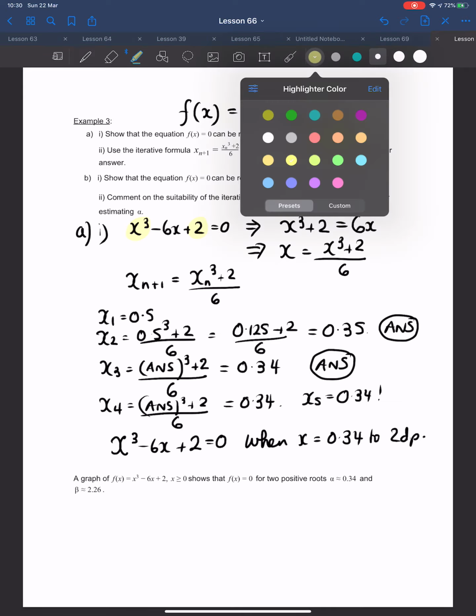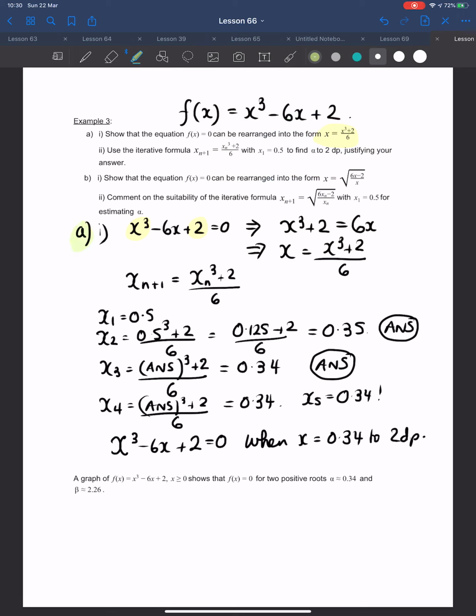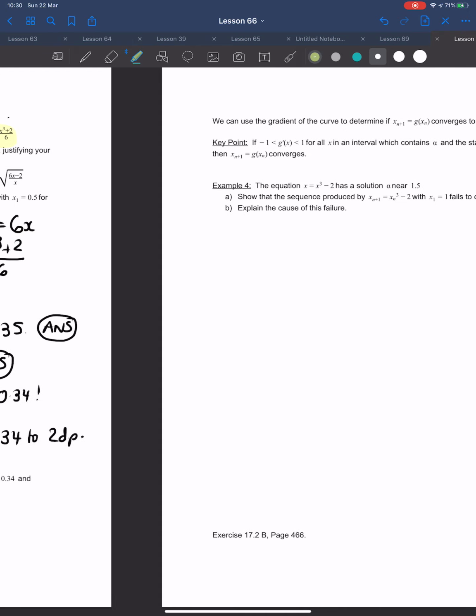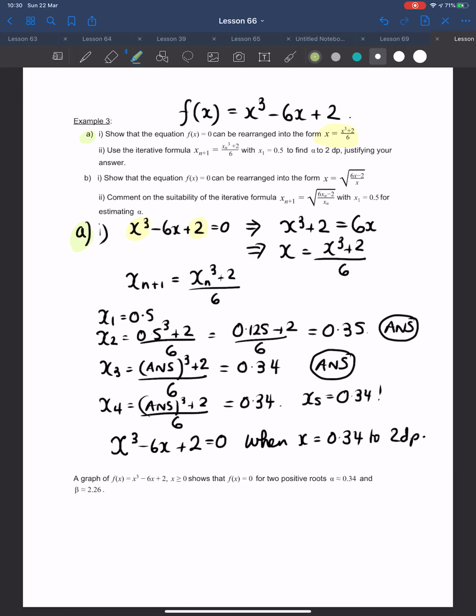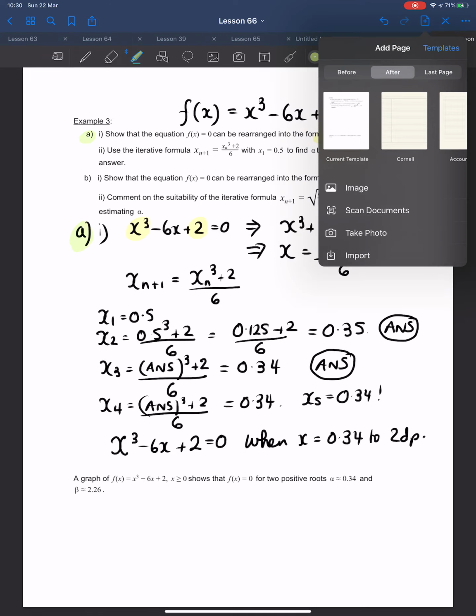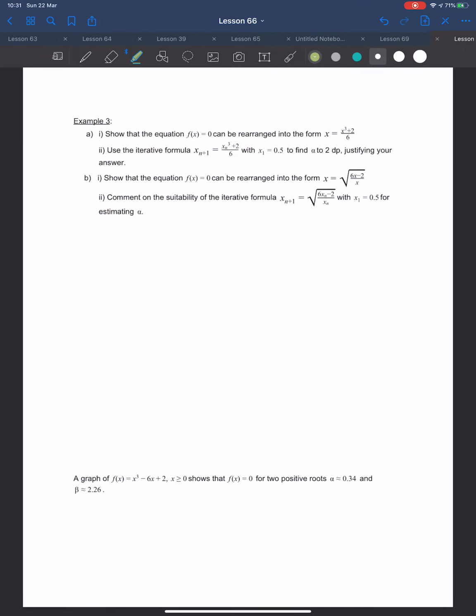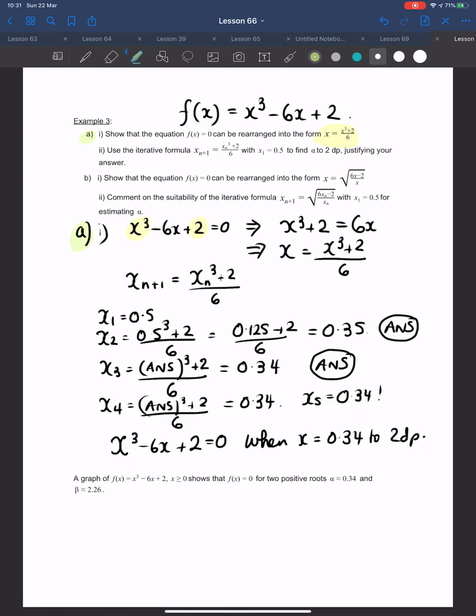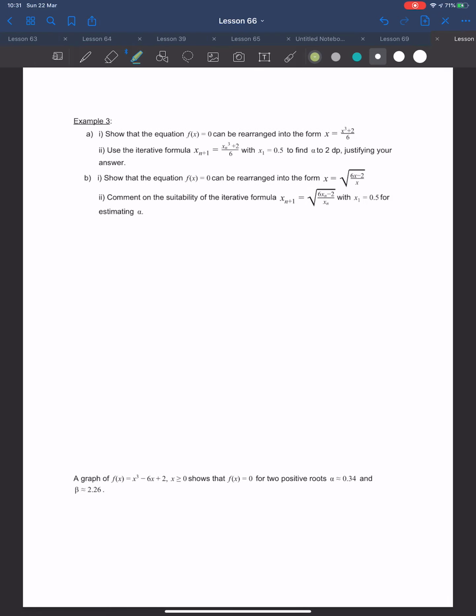It's another colour, it's a bit of variation. Part B is going to have to be on a new page. There we are. Right, so part B, I'm going to do on this page. So I've just copied the page over. So part A is here. I'm going to do part B now on this page.